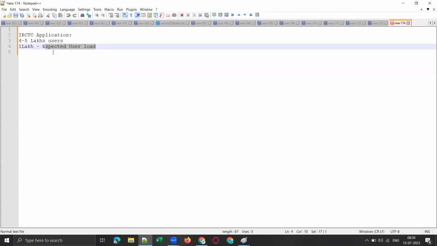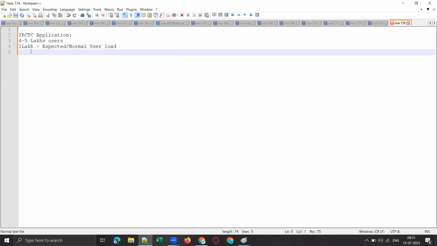Now, our normal user load on the application. Expected or normal user load on the IRCTC application. It can support 1 lakh users, right? But during Tatkal time, what happens, guys? We can't say how many users will be trying to book a ticket at Tatkal time, right? Yes or no?